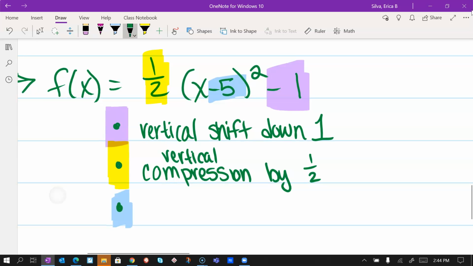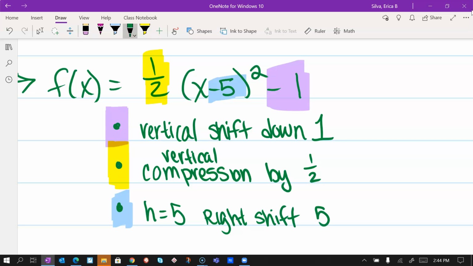And then finally the blue one. Where is that blue one? Inside or outside? Inside, yes. And x minus 5, so my h is actually what? Positive or negative? It's positive, which means we're going right or left? Right. How many? 5. So a right shift 5.